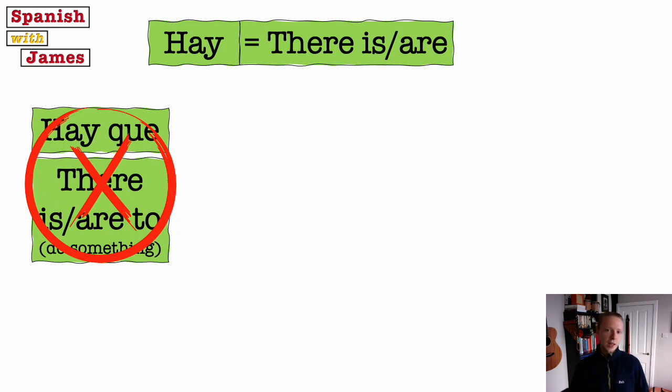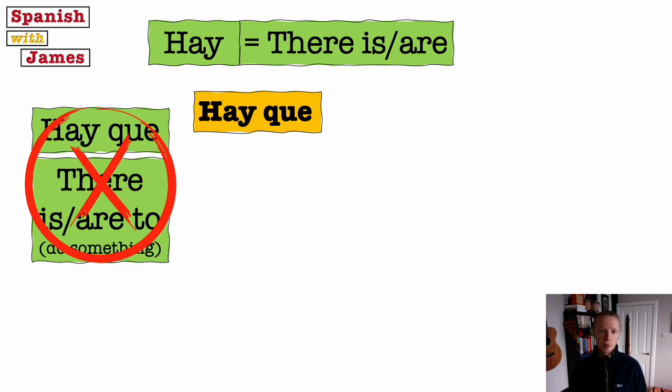So hay que, unlike tener que, which we could make sense of with our knowledge of tener, hay que takes on a meaning of its own. So hay, there is or there are. Hay que is what we call a set phrase, when it doesn't actually mean what you might think it means. Once we put these 2 words together, it becomes its own word or its own phrase with its own meaning. So we know that hay que has taken on a meaning of its own.